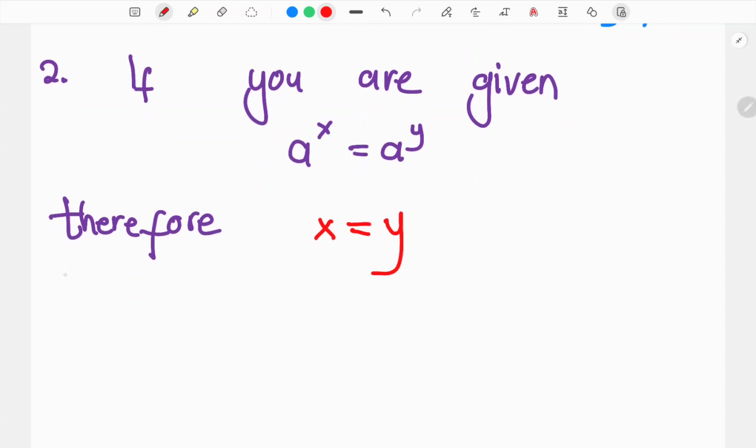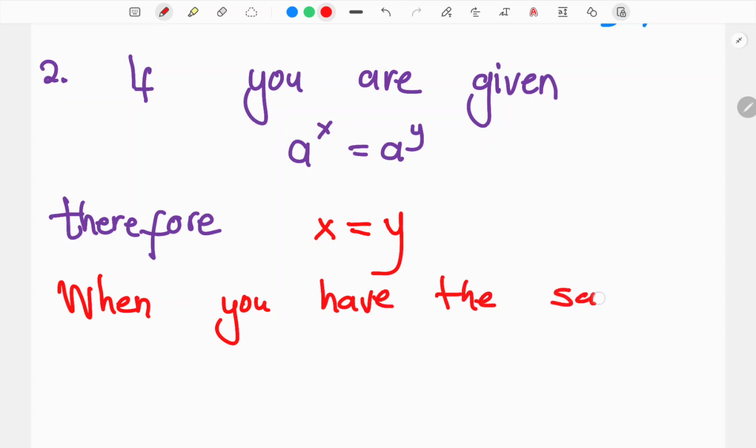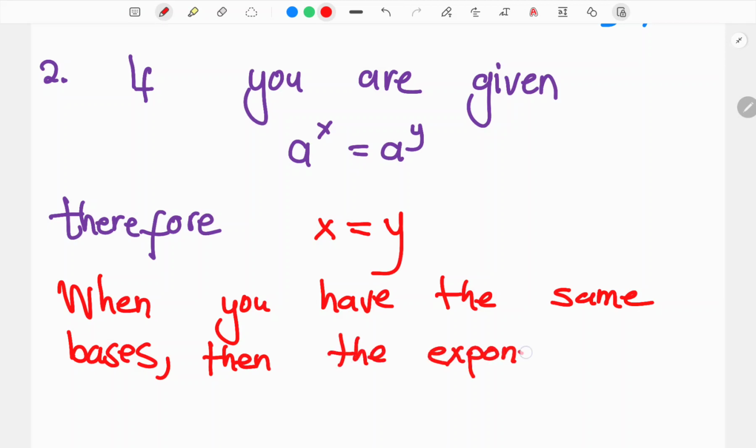Right, let's put a note. When you have the same bases, then the exponents are equal. So the bases are the same, right? Let's do a quick example to make it make more sense.